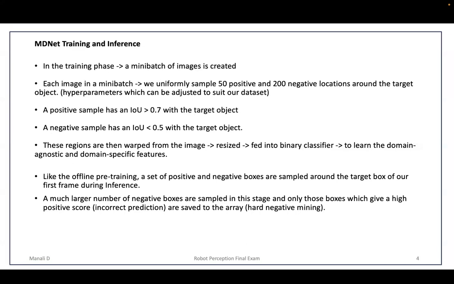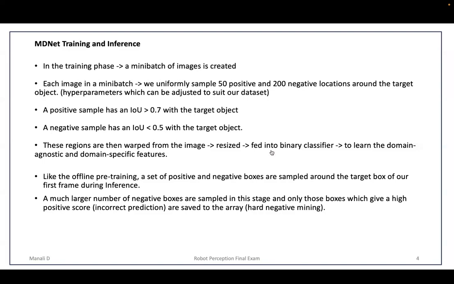These regions are then warped from the image. They're resized and then they're fed into the binary classifier to learn the domain agnostic and specific features. During the inference, just like the offline pre-training, a set of positive and negative boxes are sampled around the target which we want to track during inference. A much larger number of negative boxes are sampled at this stage in order to achieve hard negative mining.